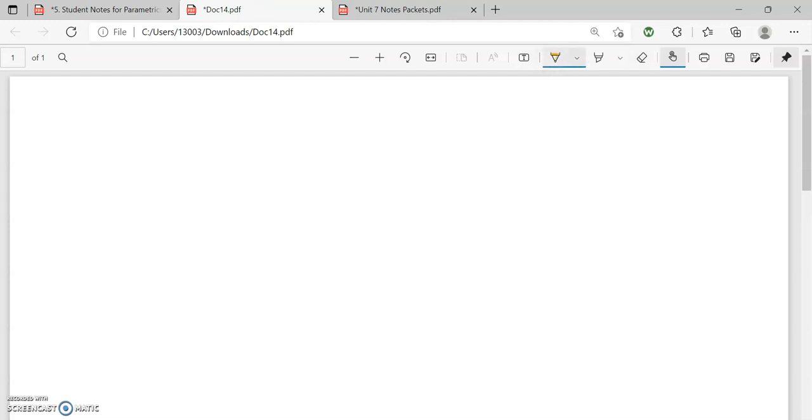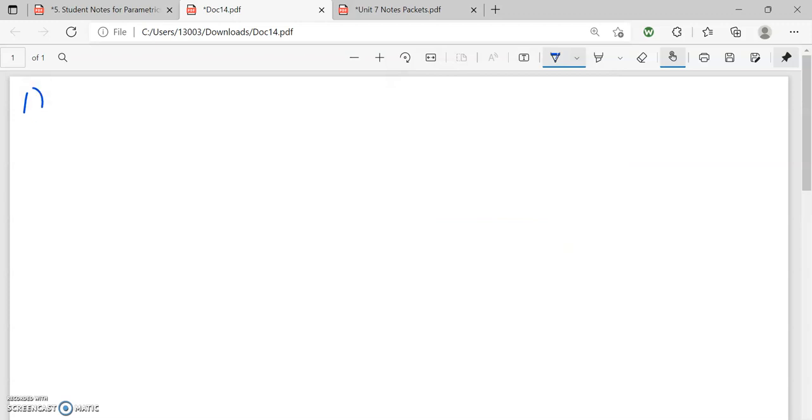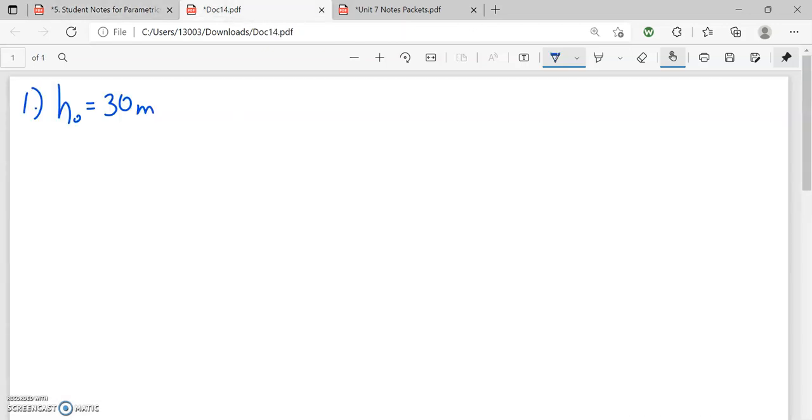Question 1 will go blue. Again, let's start every single problem the same way. Let's set up every variable that we know. Do we know our initial height? Yes, we do. That is 30 meters. Let's keep reading. Initial velocity, 12 meters per second, so v naught.